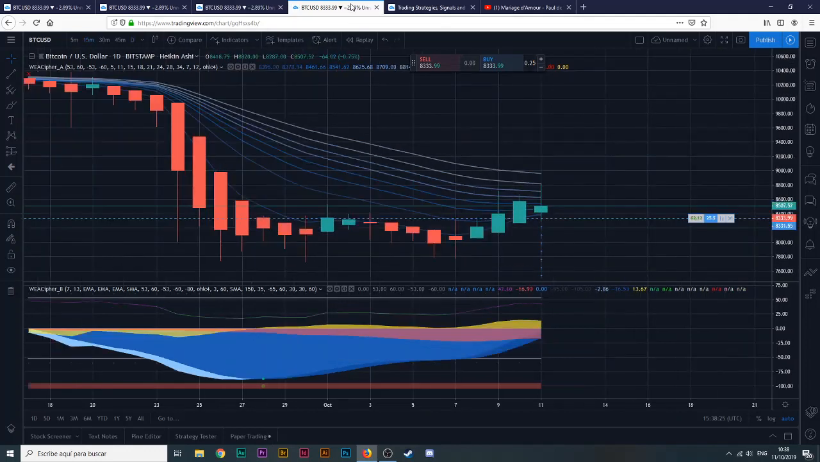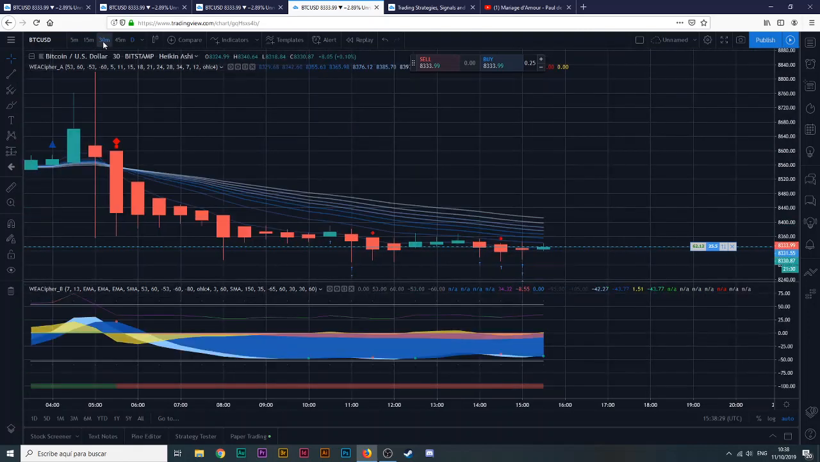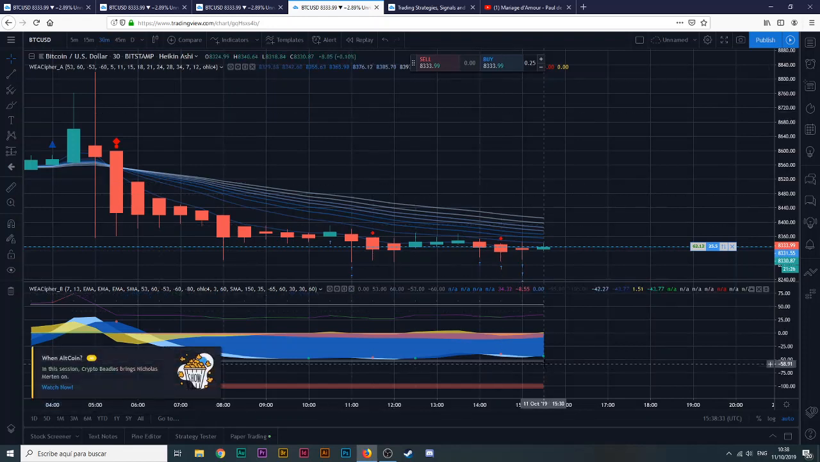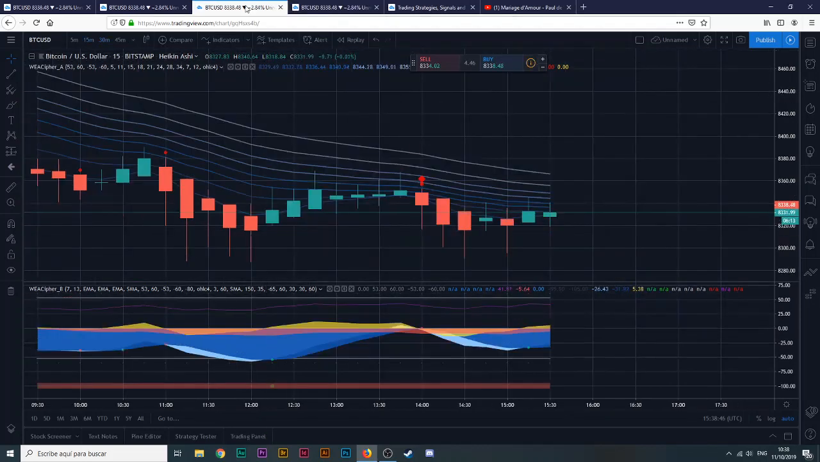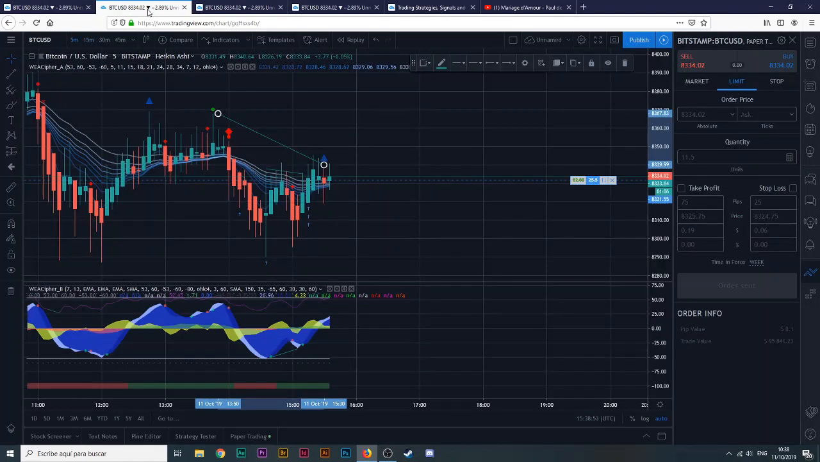This is the day chart, but I want to look at the 30-minute. So in the 30-minute chart, we also have a little bottom indicator by this green dot. Go back to the 15-minute. Go back to the 5-minute. So we're going to trade the 5-minute.